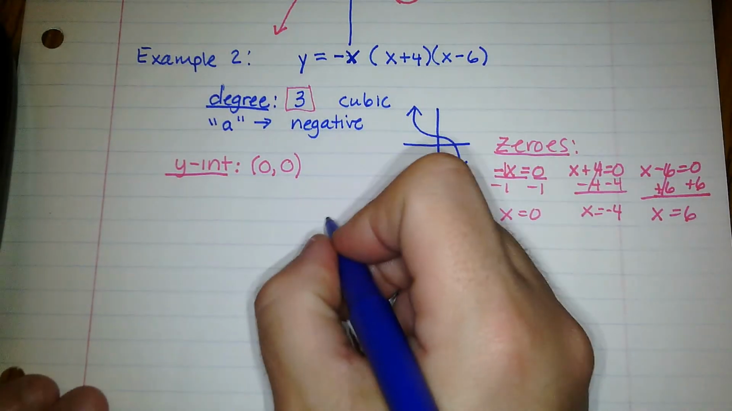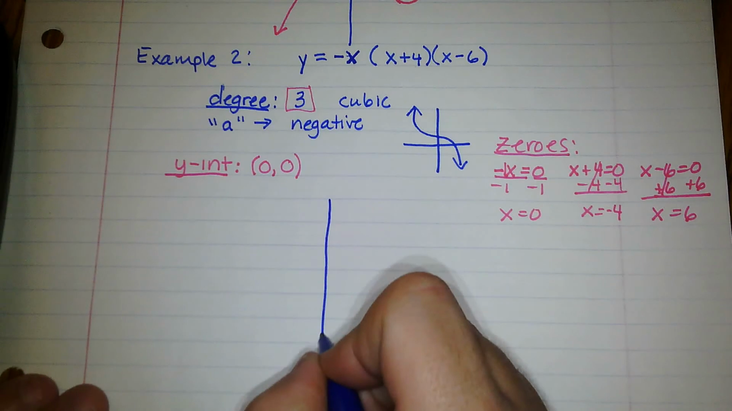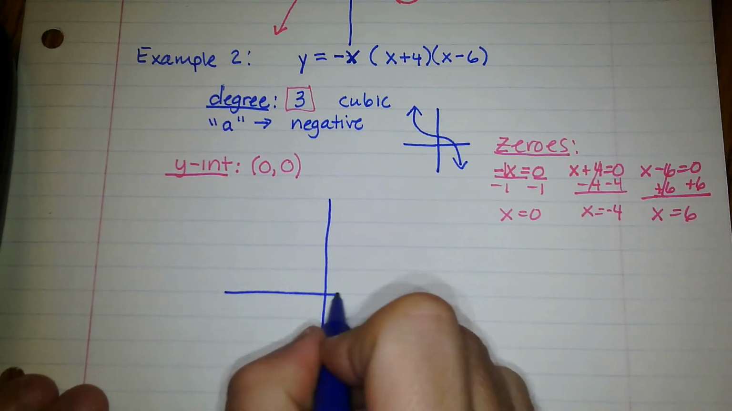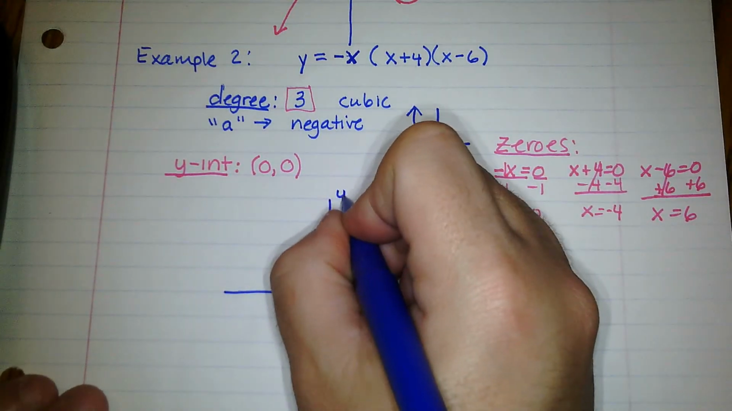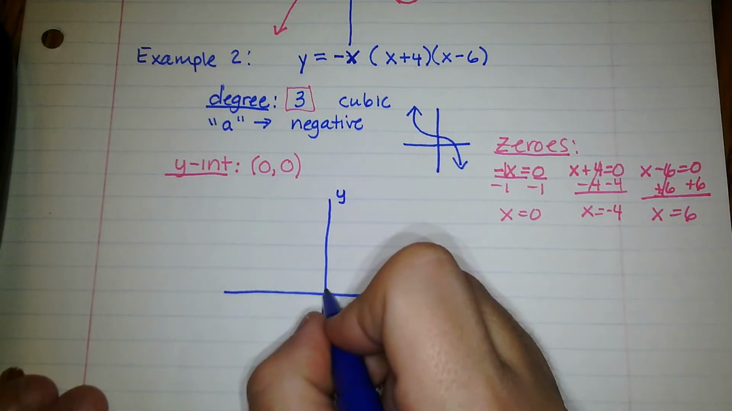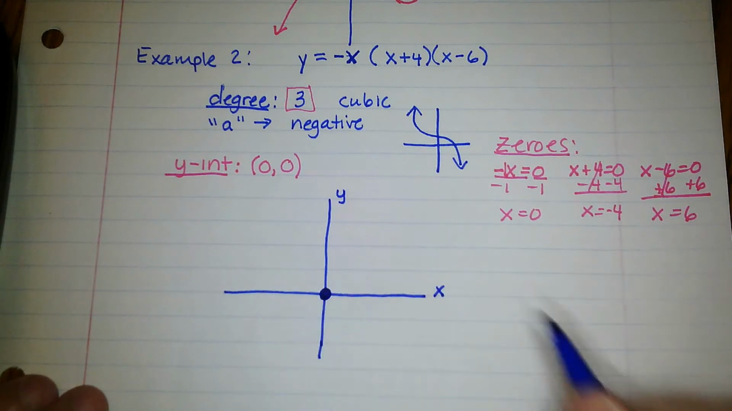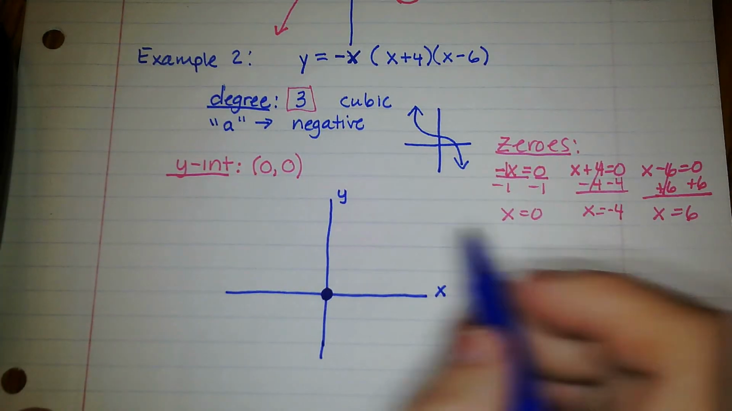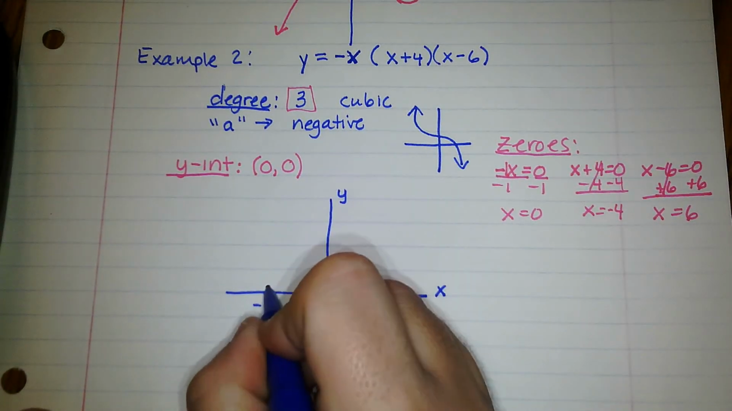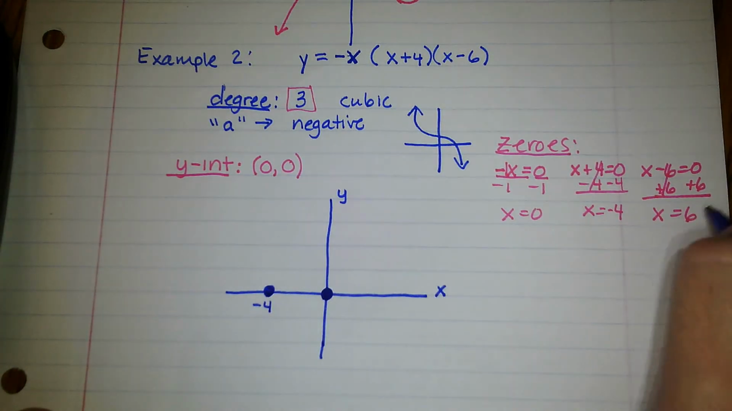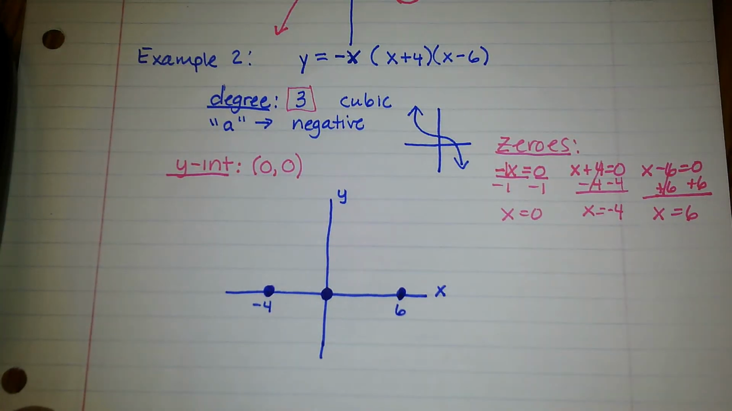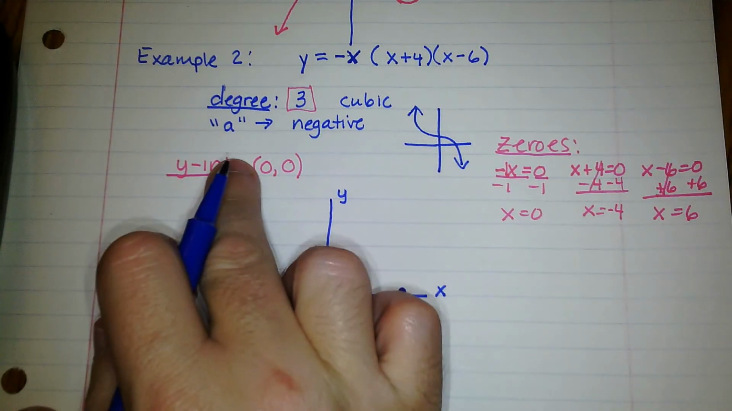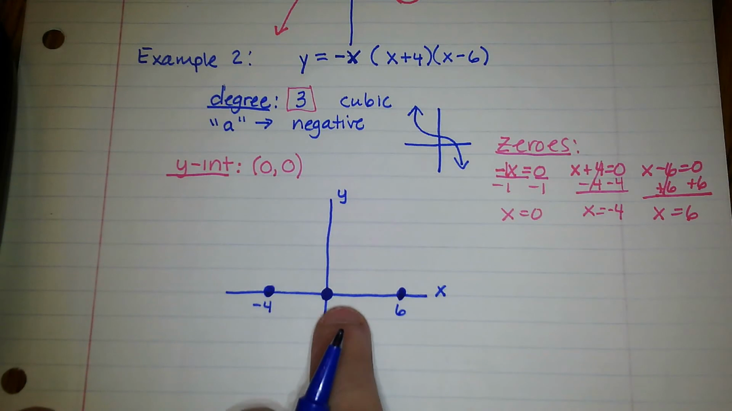Time to plot. We don't need it to be fancy or to scale. We have to plot x at 0, so that's right on the axis where the origin is. I need x at negative 4. Here's negative 4, put a dot. Here's x at 6. Put a dot. That's it. The y-intercept is the same as the x-intercept. It's going to cross right through the origin.